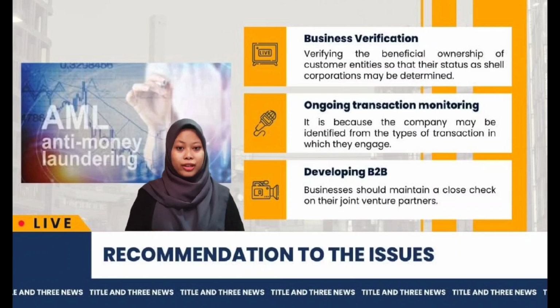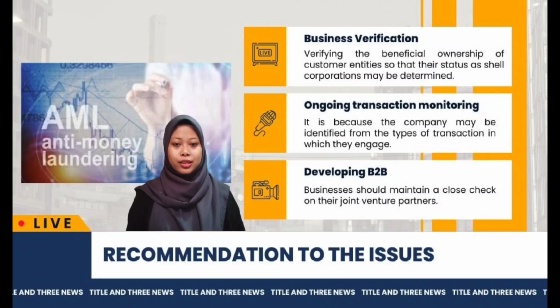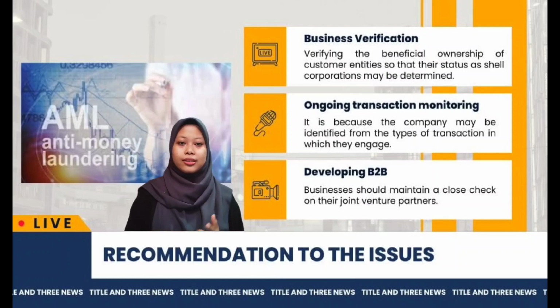Other than that, AML should do ongoing transaction monitoring towards shell companies. It is because the type of transaction in which the corporation engaged can be used to identify the company. Last but not least, developing business-to-business, B2B, checks could reduce money laundering and fraudulent shell companies. Businesses should maintain a close check on their joint venture partners. Verifying crucial facts such as corporation documents and address helps prevent honest businesses from forming unwelcome connections with criminal enterprises.